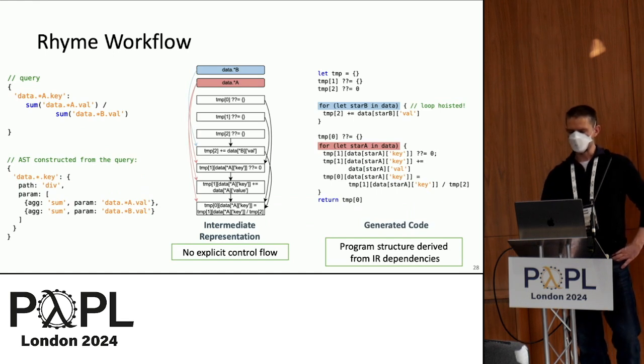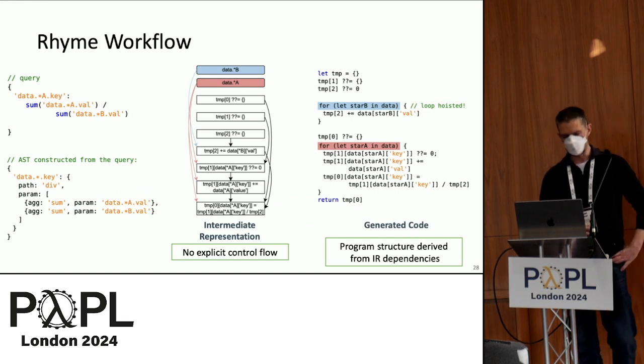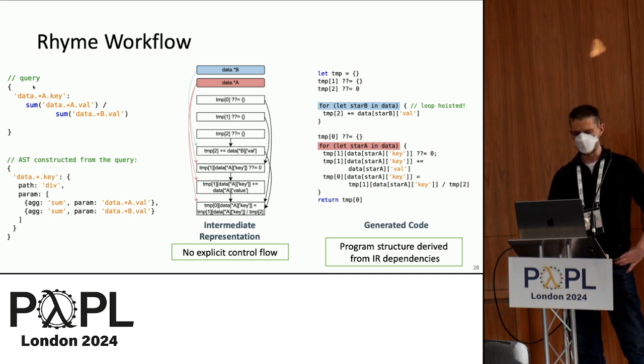Just to show what the code generation looks like. On the left we have, again, a simple query that does some relative sum here. So we can't do this in a single traversal. We have to do two traversals. We first have to compute the total, and then we have to compute the relative values, and that's what we see on the right here, okay?